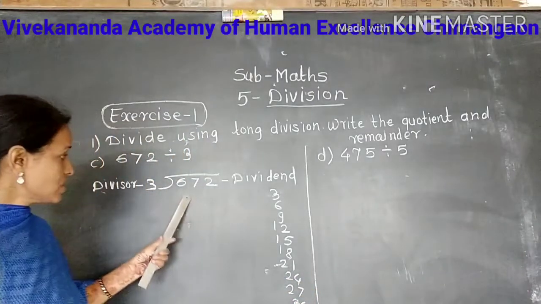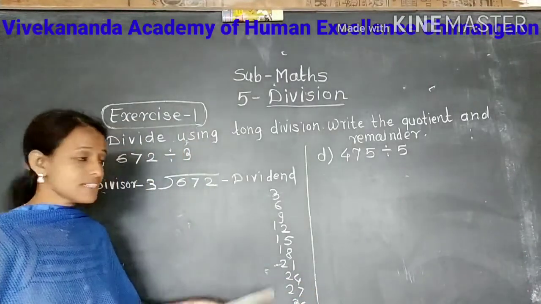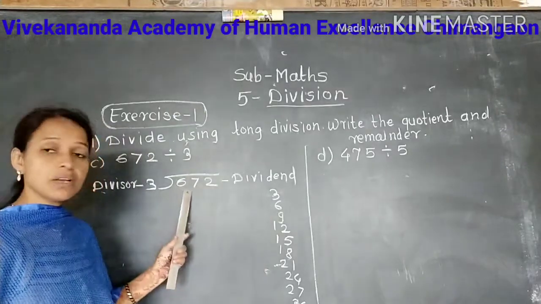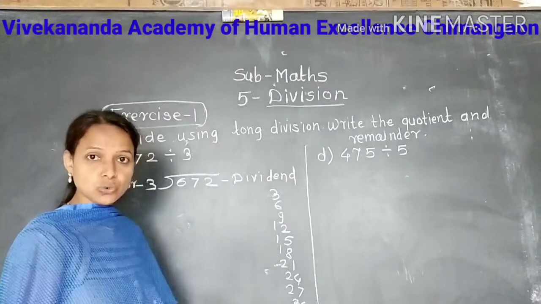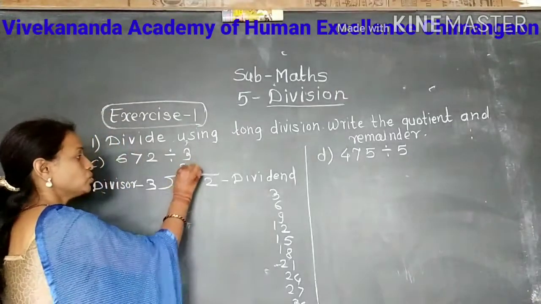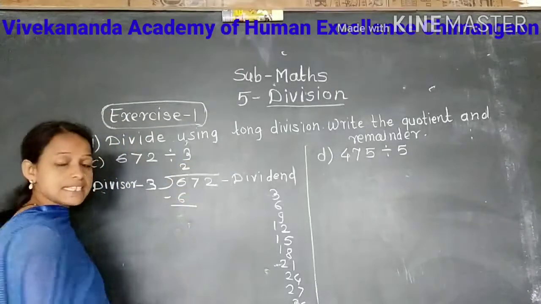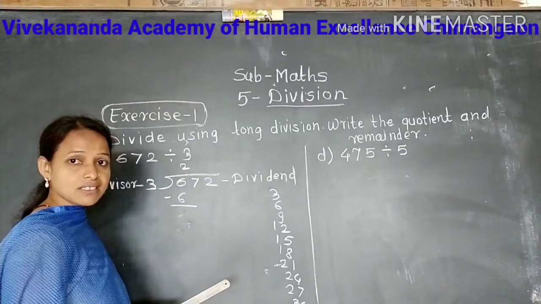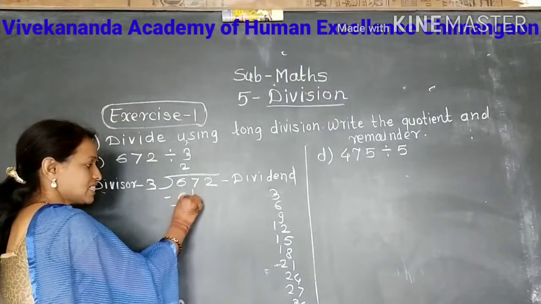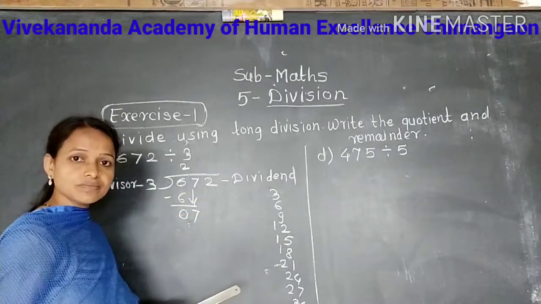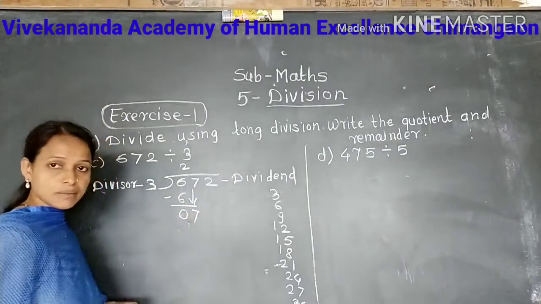Now 6. If you observe this table, you will understand that 6 is a multiple of 3. 3 twos are 6, so the quotient will become 2. Now subtract 6 from 6. 6 minus 6 is 0. The next digit is 7, so take it below.